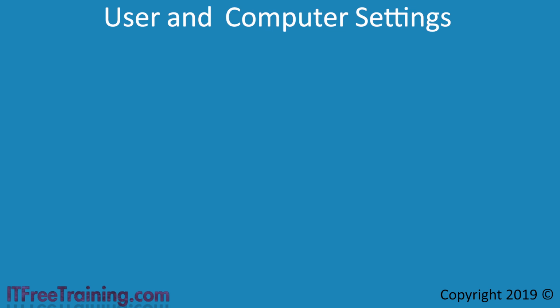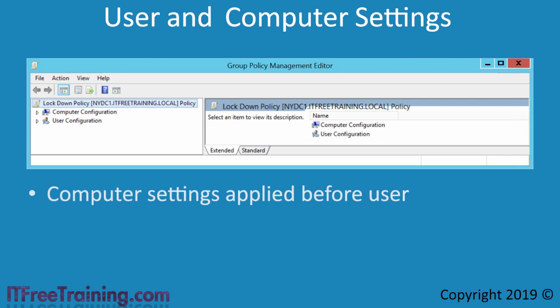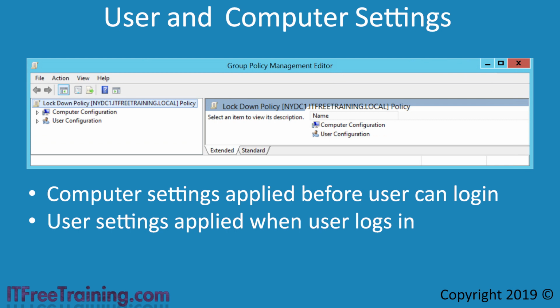The last point to consider is how the different parts of group policy work. Group policy is divided into computer configuration and user configuration. The computer side of group policy is applied during startup. Until this group policy is applied, the user will not be able to log in. User settings are applied when the user logs in. The user will not be given control of the desktop until the group policy settings have been applied.